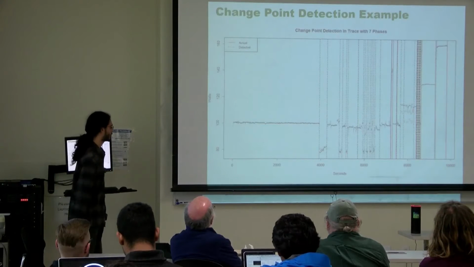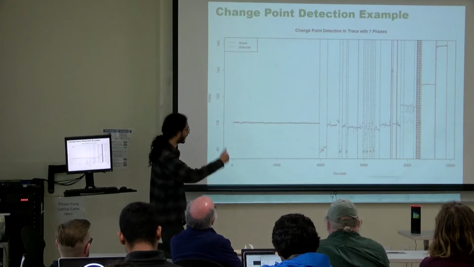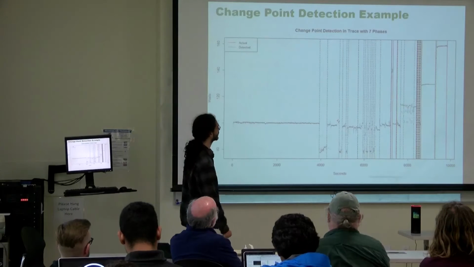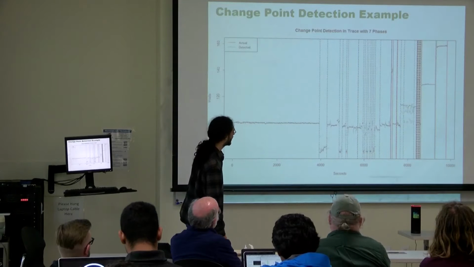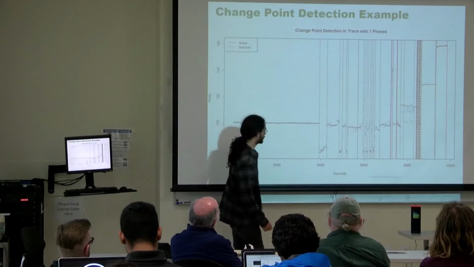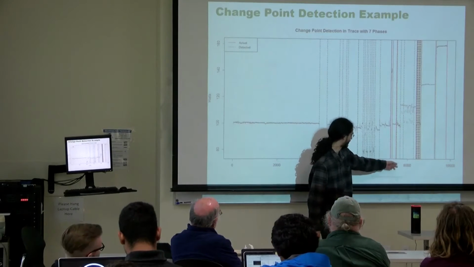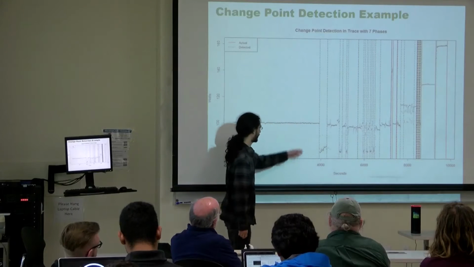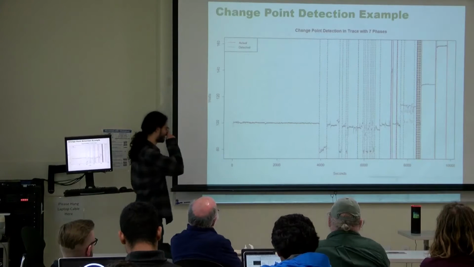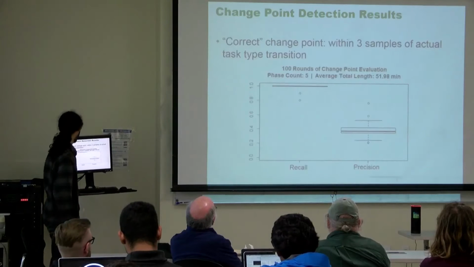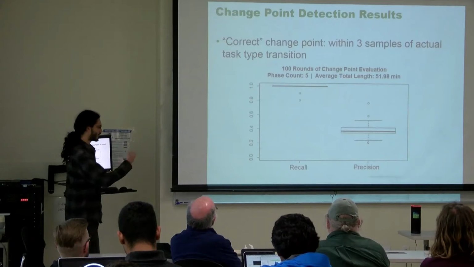And then here's a visualization of what it looks like. The dotted lines are the detected change points. The red lines are the actual change points. As you can see, the first trace doesn't end until about 7,500-ish, and there's a lot of extra ones in between, but that's not really much of a problem because the algorithm will handle it.